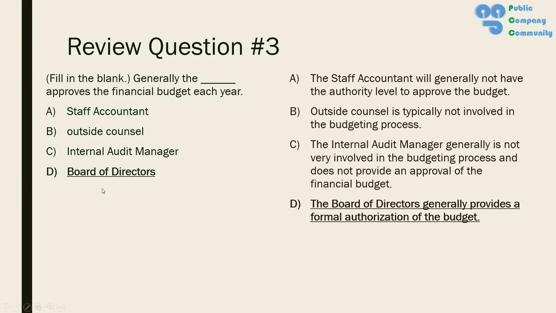And it's D. Board of directors generally provides a formal authorization of the budget. So A is not correct. Staff accountant generally does not have authority level to approve the budget. B, the outside counsel is typically not involved in the budgeting process. And then C, the internal audit manager generally is not all that involved in the budgeting process and does not provide a formal approval of the financial budget.